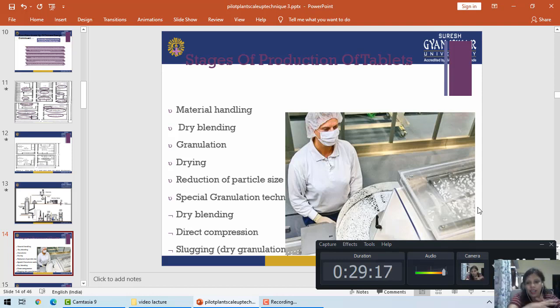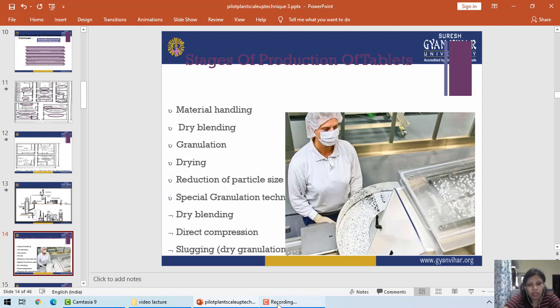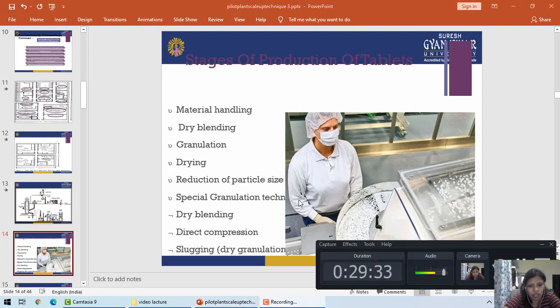Then after that, drying is there. In drying we should dry it in the oven or in any dryer which you have in your company, or which you can take, any one dryer you can take. The next is the reduction of particle size. After the drying, we need to reduce the particle size by using different mills. We can reduce the size of that particular tablet.